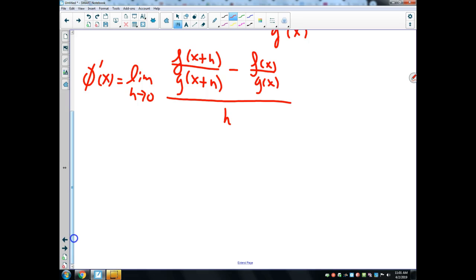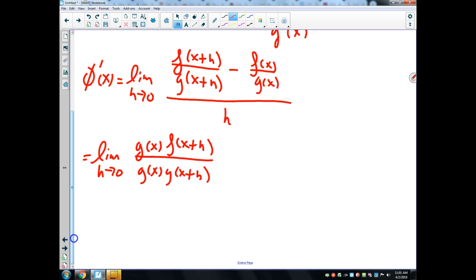You need a common denominator. So what we did was we multiplied the first fraction by g of x over g of x. So g of x on top and g of x on the bottom. So we could get the same common denominator in both fractions of g of x times g of x plus h. So minus, let's multiply the second fraction, numerator and denominator, by g of x plus h. So g of x times f of x plus h and f of x times g of x plus h. So the common denominator is g of x times g of x plus h.